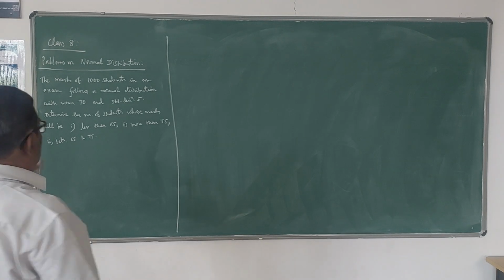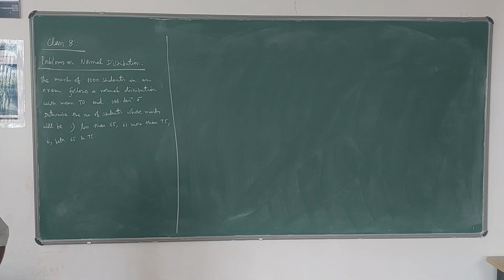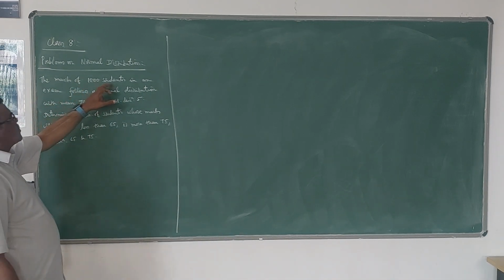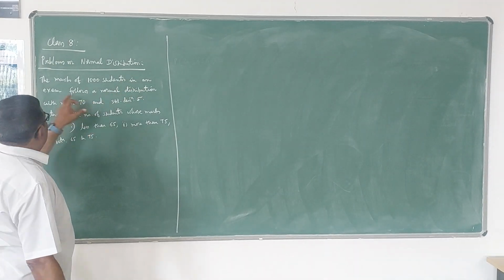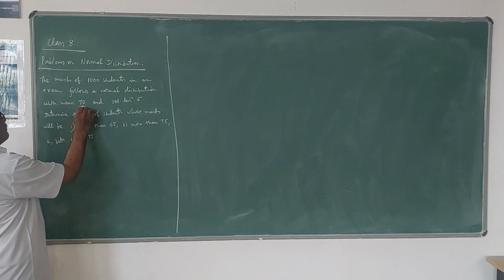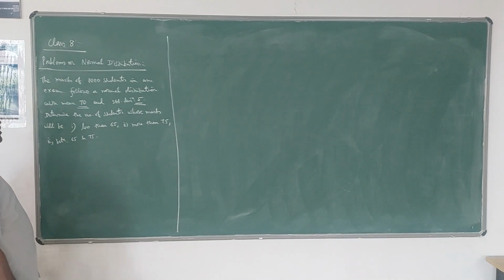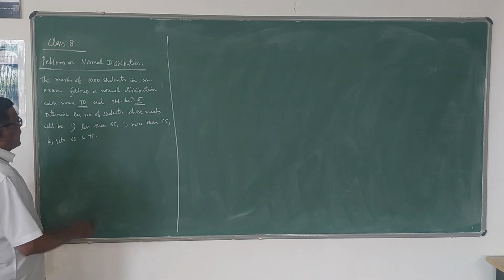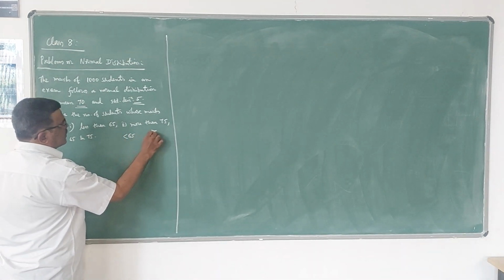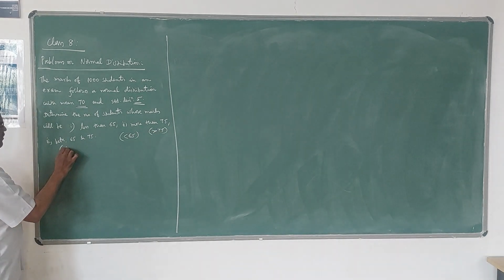Yes, we will take another problem on normal distribution. The problem runs like this. The marks of 1000 students in an exam follow a normal distribution with mean value 70 and standard deviation 5. Determine the number of students whose marks will be less than 65, more than 75, between 65 and 70.